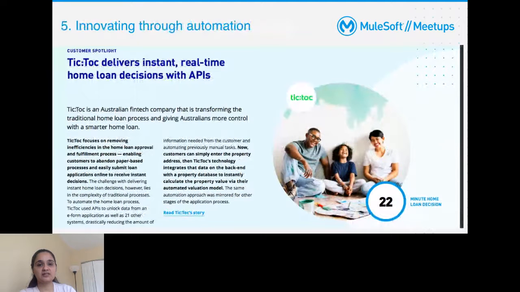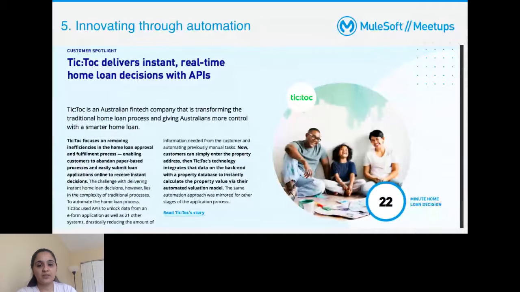The last one is innovating through automation. So automation is also the current trend in the digital transformation. So TikTok is the Australian fintech company that is transforming the traditional home loan process and giving their consumers more control with a smarter home loan. So now with the MuleSoft, they did the technology integrations, and they integrated the data on the back end with a property database to instantly calculate the property value via their automated valuation model.